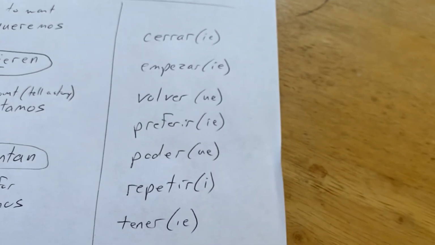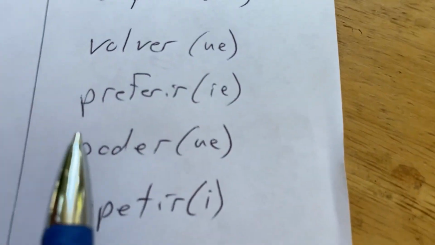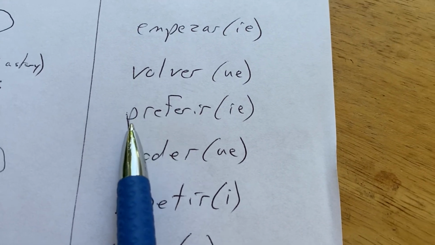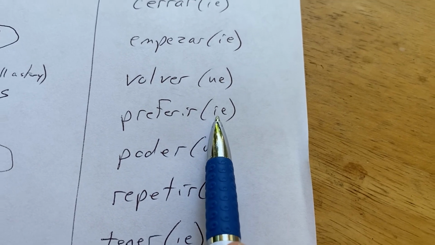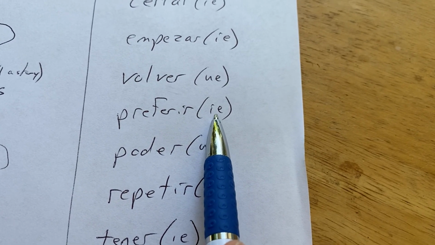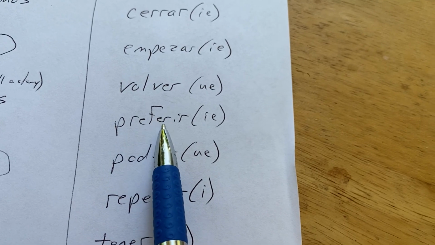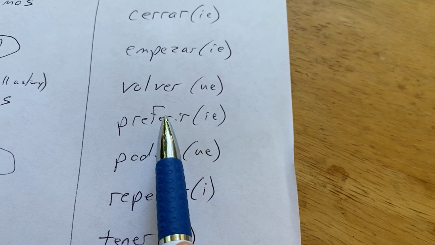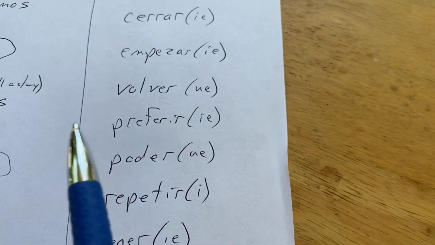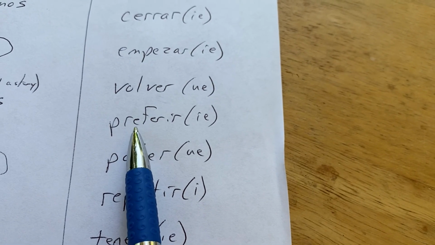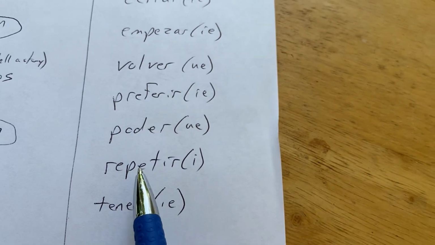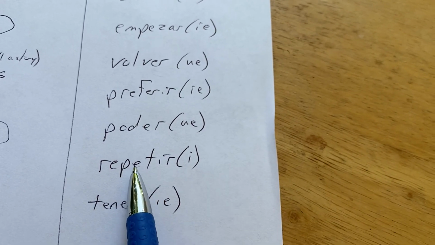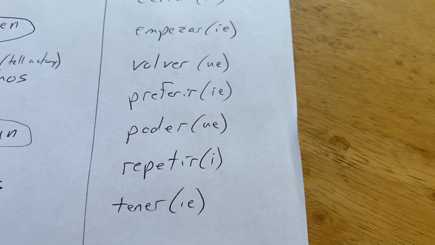Oh, and one more thing that I was thinking of. Take a look at preferir right here. This is an E to IE stem change. Which E? I'm going to give you a hint. It's almost never the first one. It's almost always the second one. And you'll notice that right here too. Repetir, it's going to be that one that gets the stem change.